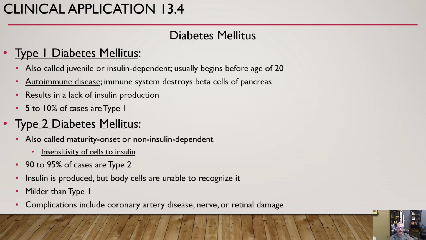Type 2 diabetes, it's not that we don't have insulin production, it's usually that the insulin that we do produce, the cells don't have a sensitivity to that insulin. And that's going to be the majority of the cases that we see as type 2 diabetes, is that the body is unable to recognize that insulin that we do produce.